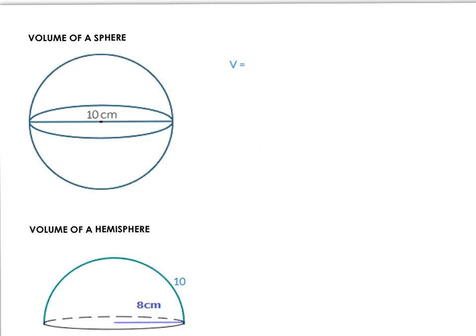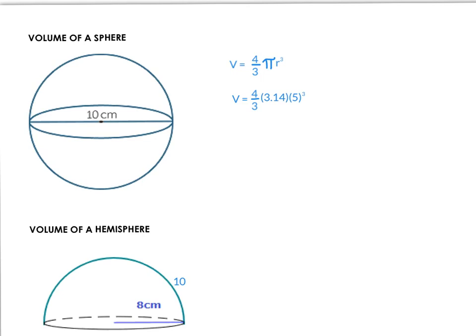So again, we need a formula since we're finding volume. The formula for the volume of a sphere is volume equals 4/3 pi r cubed. So again, we can just fill in, and we're approximating pi to be 3.14, so we'll fill that in for pi. And then the radius, if we look at the picture, 10 is the diameter, radius is half, which would be 5. So volume equals 4/3 times 3.14 times 5 to the third power.